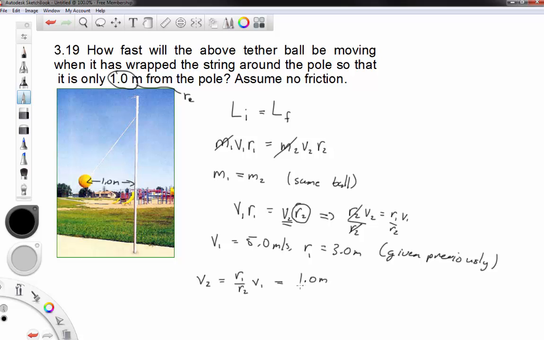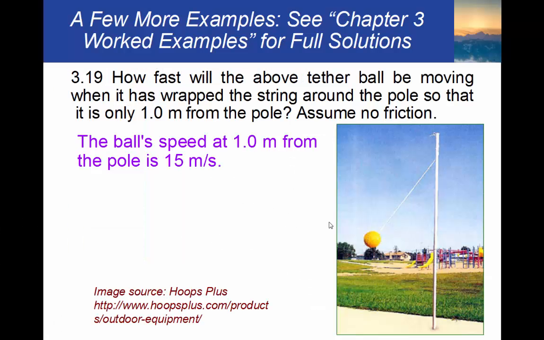So that would be 3.0 meters divided by 1.0 meters times 5.0 meters per second. And so 3 over 1 is 3. That times 5 is 15. And the units meters would cancel here. So that means that when the ball is 1 meter away from the pole, assuming no friction, its speed should be 15 meters per second.